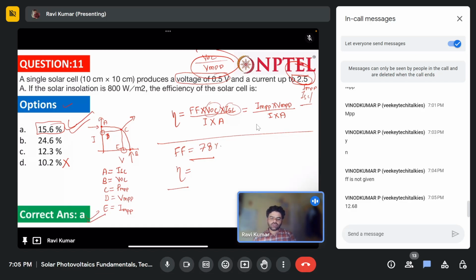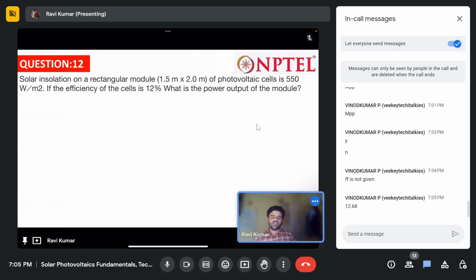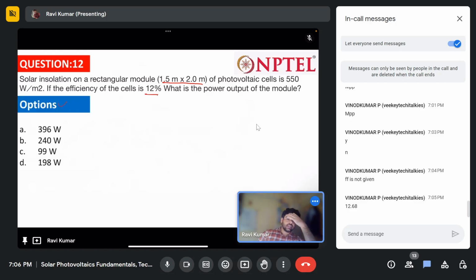And this is the last question for today. It says solar insolation on a rectangular module. It is saying module 1.5 meter into 2.5 meter of photovoltaic cell is 550 watt per meter square. If the efficiency of solar cell is 12%, what is the power output of the module? And these are the options. Calculate it.